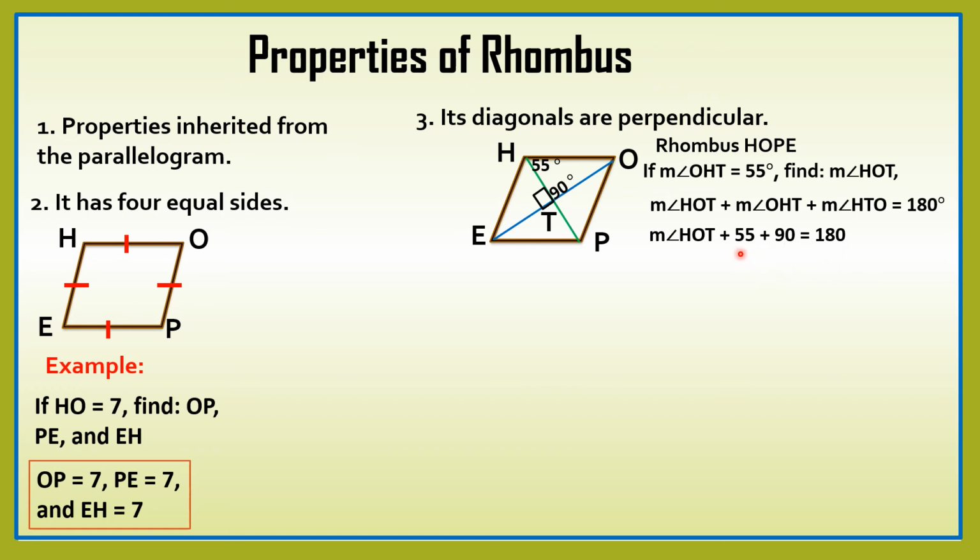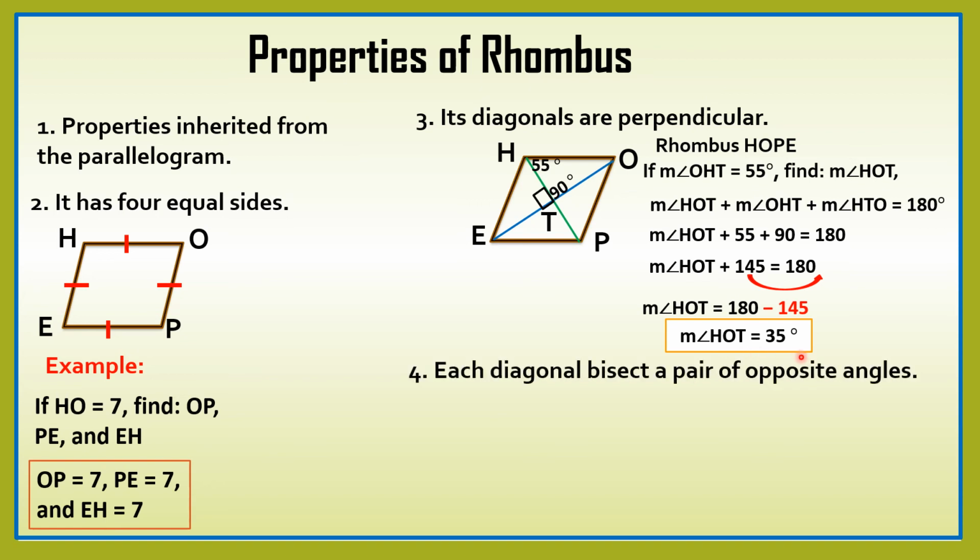Add natin itong dalawa. 55 plus 90. So, that is 145. You just copy 180 and then you measure ng angle HOT. Then, transpose natin yung 145 beside 180. So, it will change the sign. So, we will have now measure of angle HOT is equal to 180 minus 145. Then, subtract the 2. Therefore, the measure of angle HOT is equal to 35 degrees.